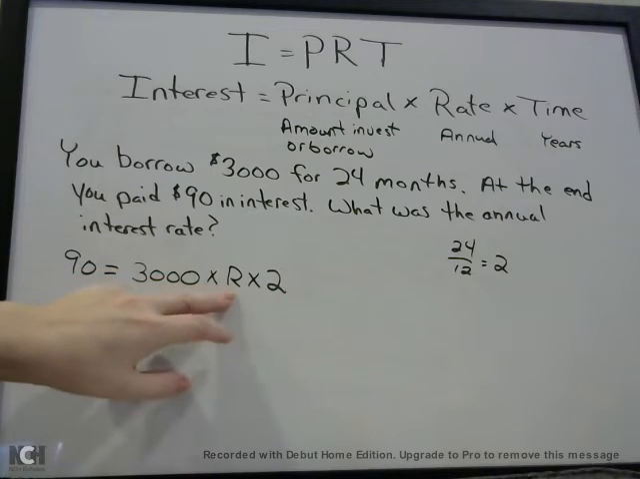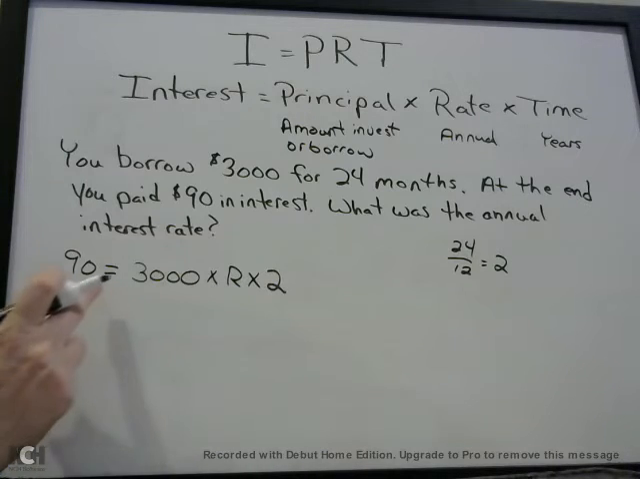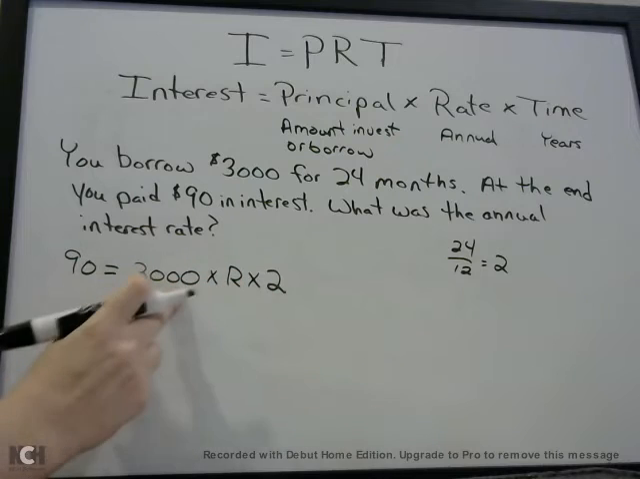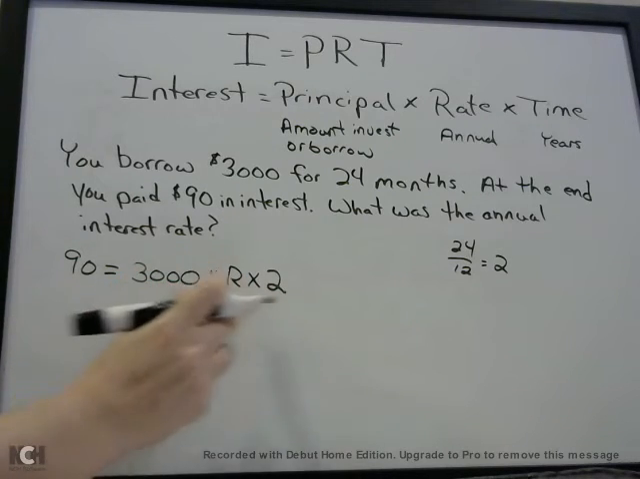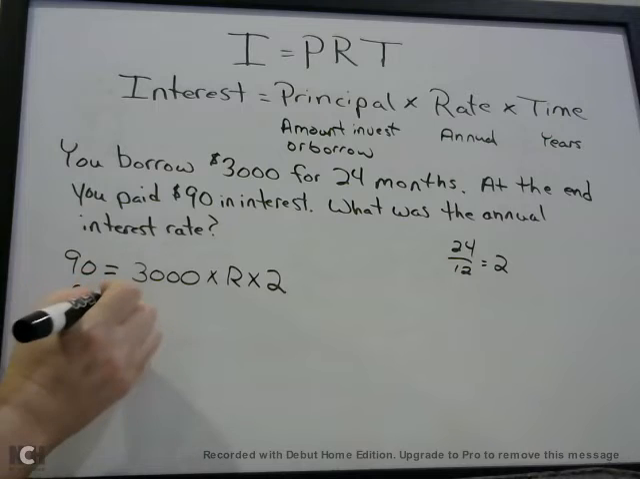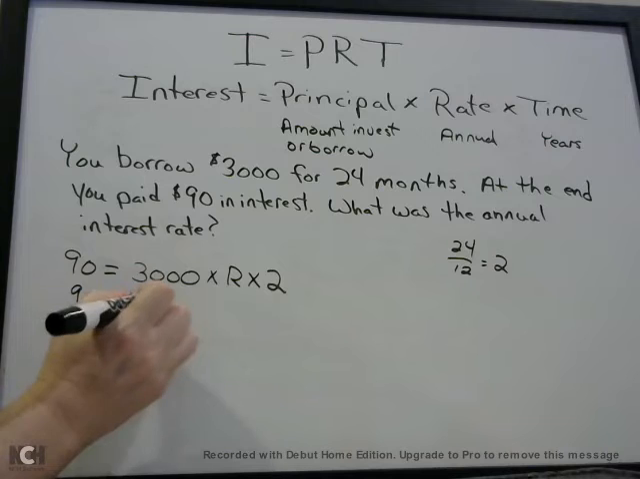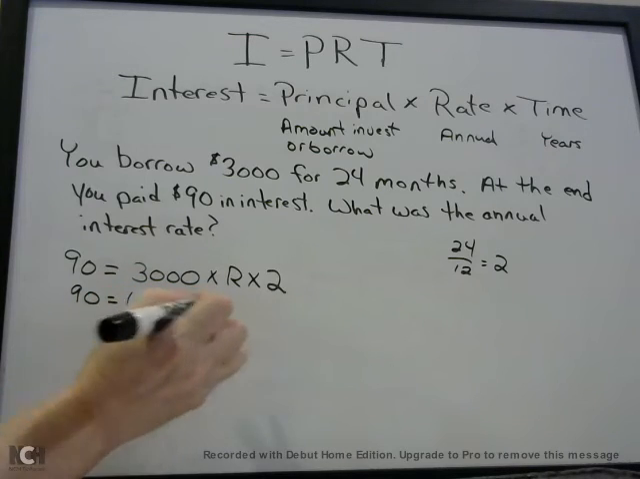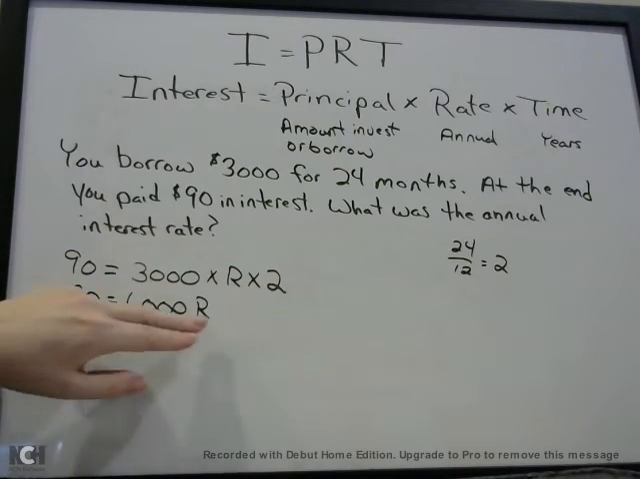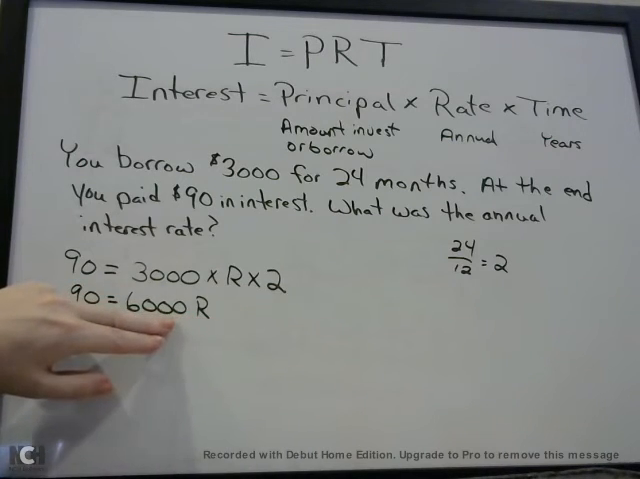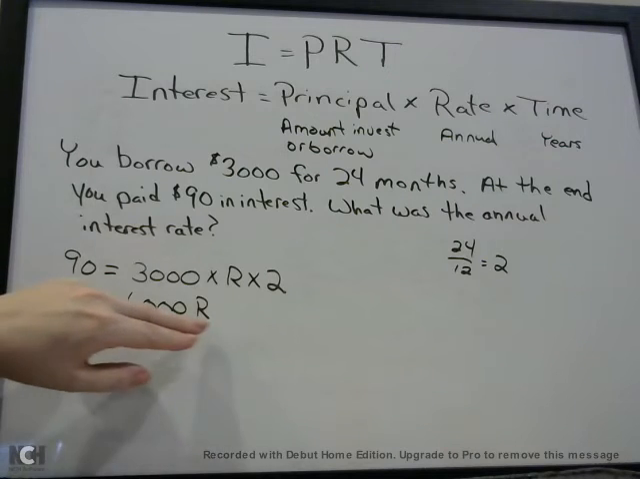So now we need to solve for R. So this is an algebra problem. So we're going to try to get R on one side and then numbers on the other side. First thing we're going to do is, by the commutative property, we can multiply 3,000 times 2. So we have 90 equals 3,000 times 2 is 6,000 times R. So we just multiplied the two numbers together and kept the R. When you write two things together with a variable, that means multiplication. So 90 equals 6,000 times R.